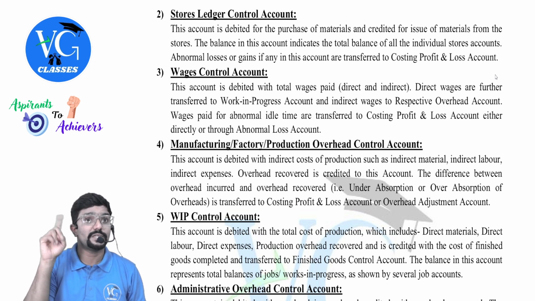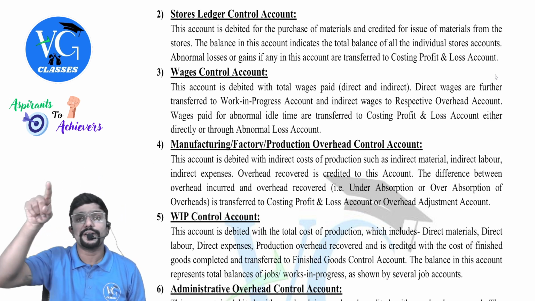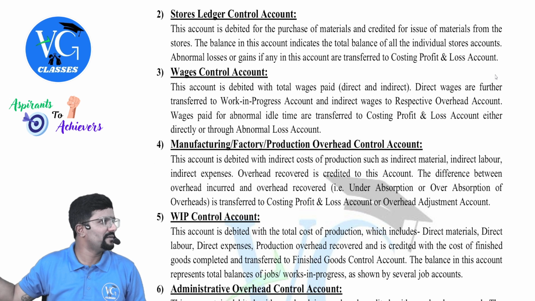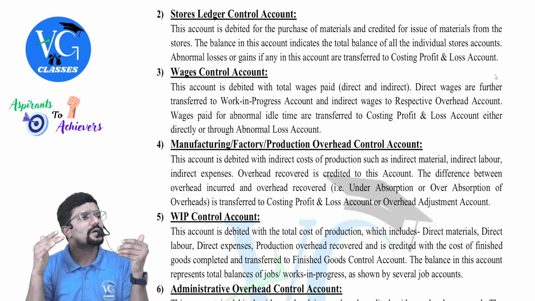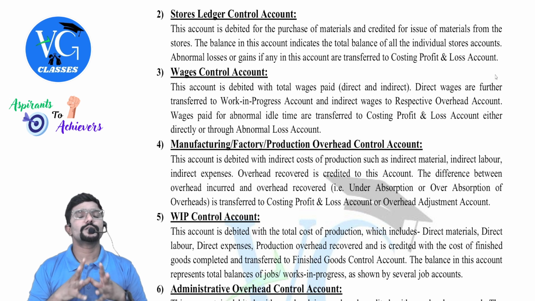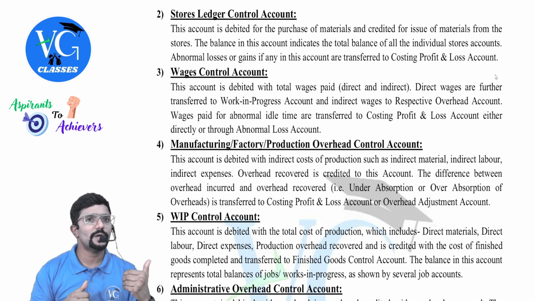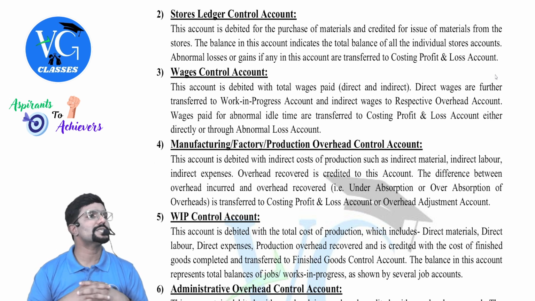There we will have 2 options depending upon what they have given in the question. If they have given opening balances of the overhead account in the question, then the treatment would be different. If they are not given, then under and over absorption will be transferred to costing P&L. Whereas in stores ledger, if there is any abnormal loss or abnormal gain, you should always transfer it to costing P&L account.